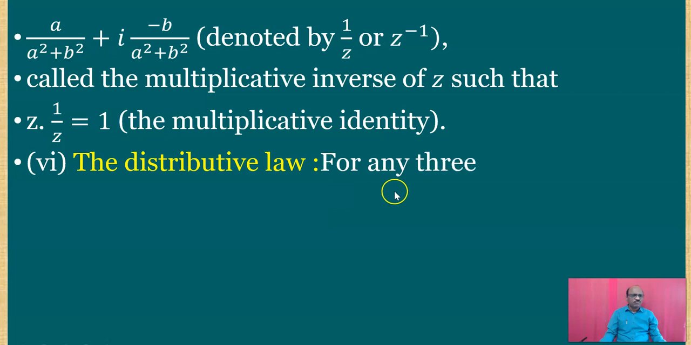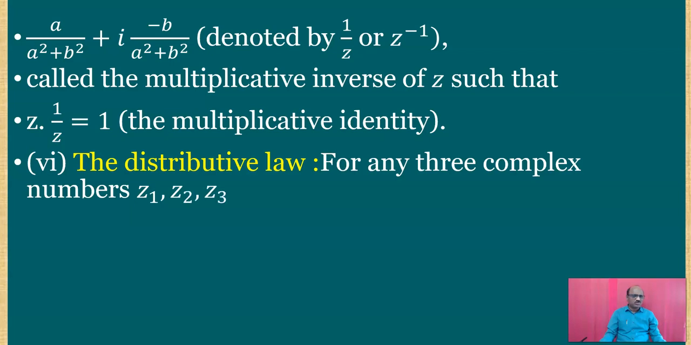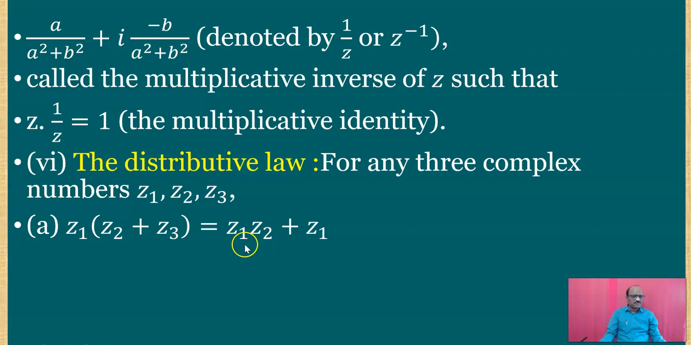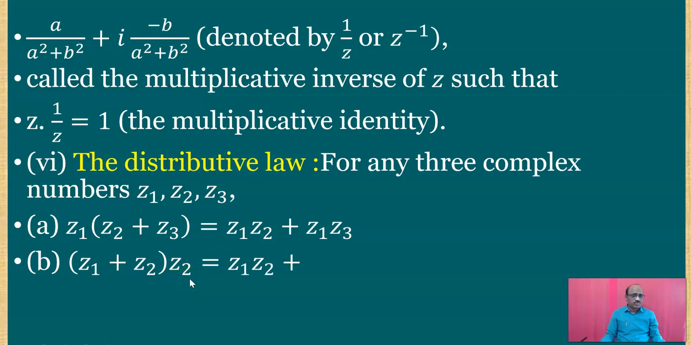The distributive law for any three complex numbers z1, z2, z3. See this here, z1 (z2 + z3) is equal to z1 z2 plus z1 z3. Next, (z1 + z2) into z2. Sorry. Again see this here, (z1 + z2) into z3 is nothing but z1 z3 plus z2 z3.